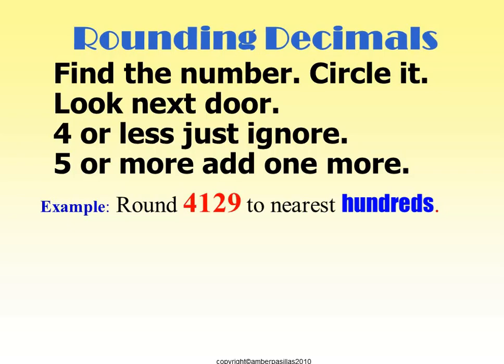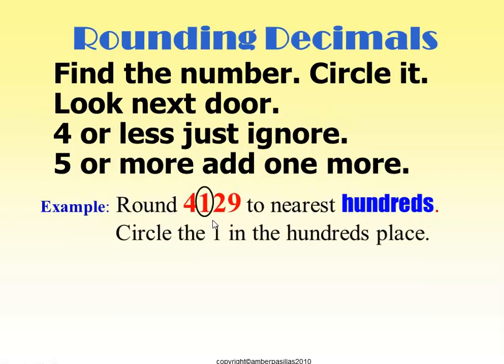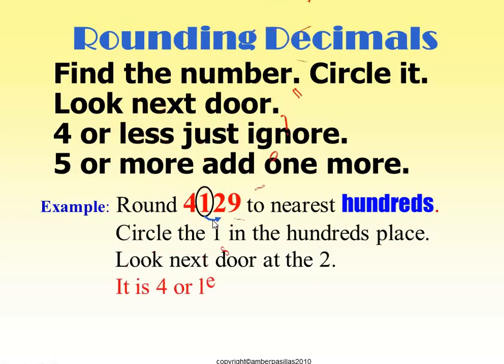As you can see here, for example, they ask us to round 4,129 to the nearest hundreds. What you will do, you will look, where is the hundreds? Which digit is in the hundreds place? The 1. So you will circle the 1. Then you will look at the next door. It means that you will look immediately to the number to the right of the 1, which is 2. Then you will ask yourself, since it's less than 5, it will not give the 1 anything.